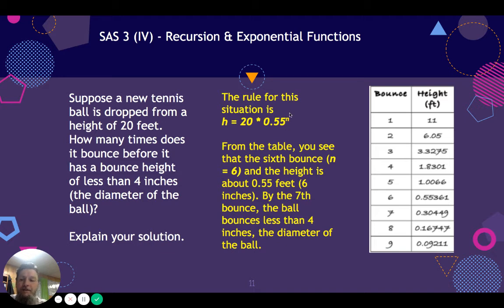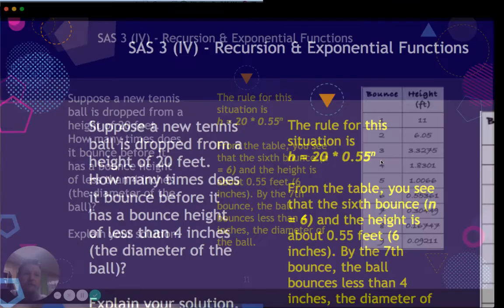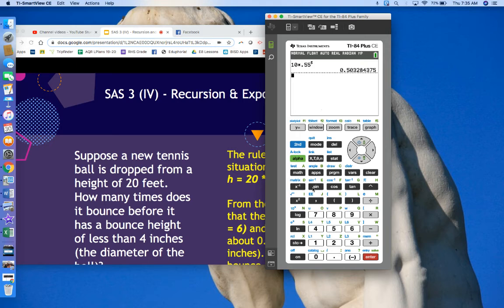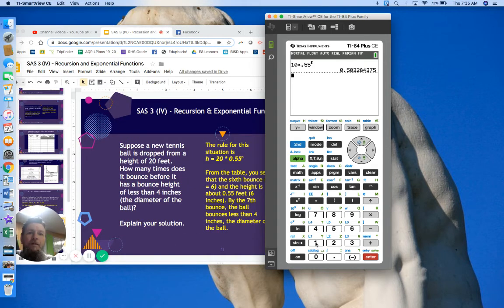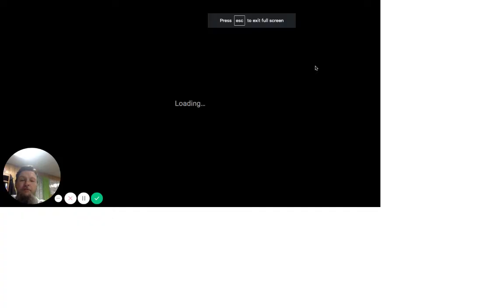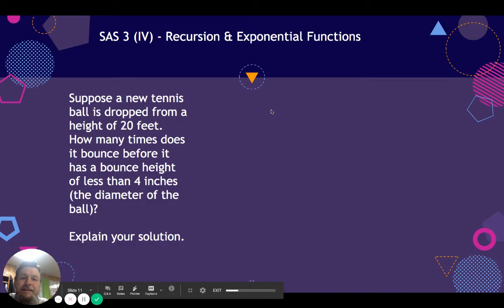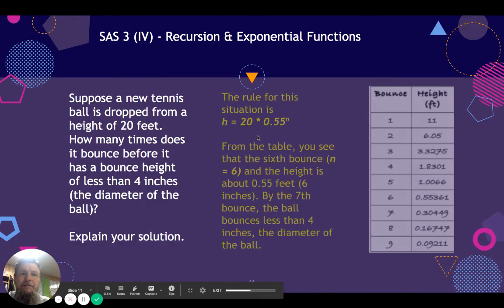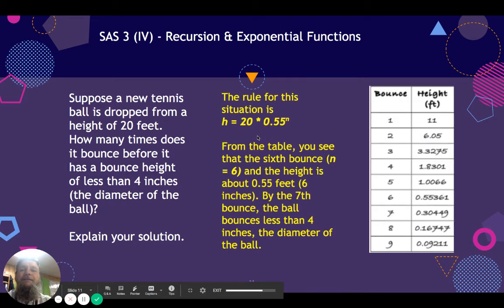Because, and we'll look at this on the calculator, 0.304, we'll find out exactly how high that bounce is. 12 times 0.304, it's 3.6 inches. And yes, it's less than 4 inches. So yes, we're golden. So we got that information really good. We can see that the exponential function is easily determined using an explicit rule. And we know how to do it now with a recursive rule.